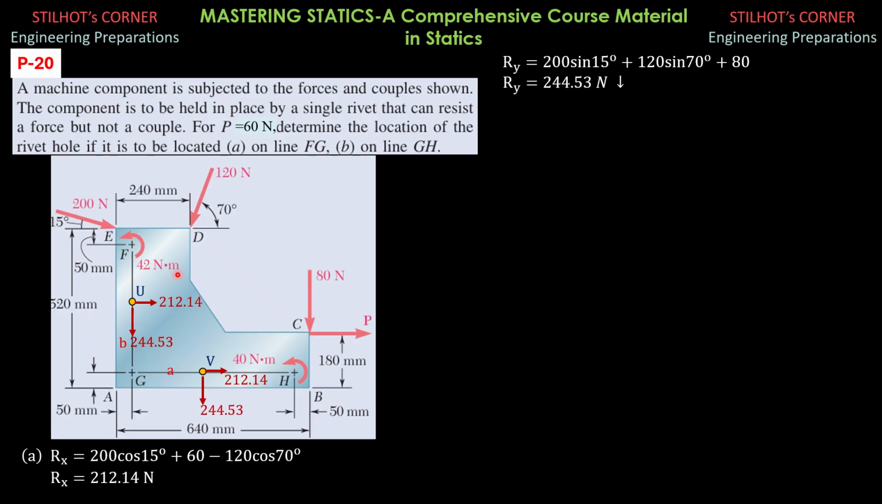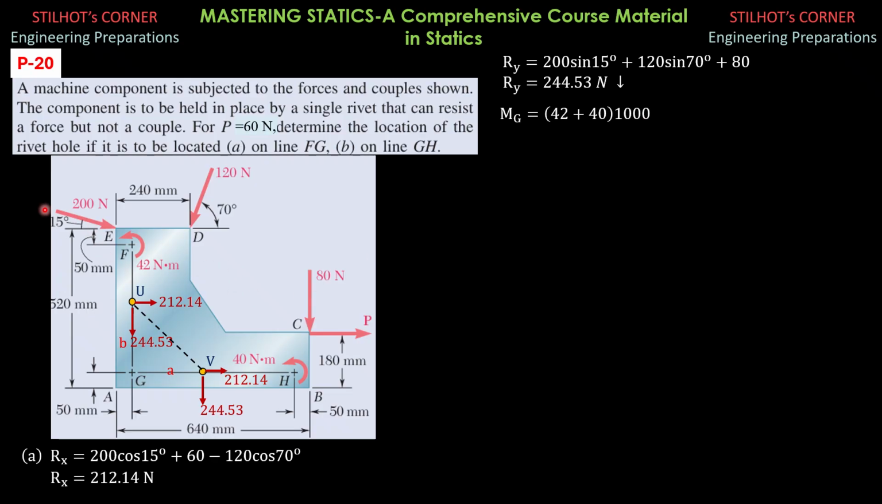Take note of the units. So 42 newton meter, and these dimensions are in mm. So 42 and 40 combined because they are both counterclockwise. We multiply them by 1000 to convert them to newton mm, because the moment of these forces would be in newton mm. So moment about G is equal to quantity 42 plus 40 times 1000.